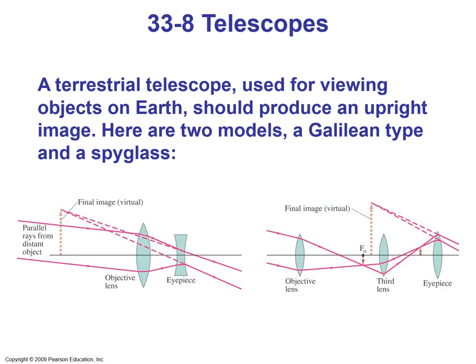A terrestrial telescope used for viewing objects on Earth should produce an upright image. Here are two models, a Galilean type and a spyglass.